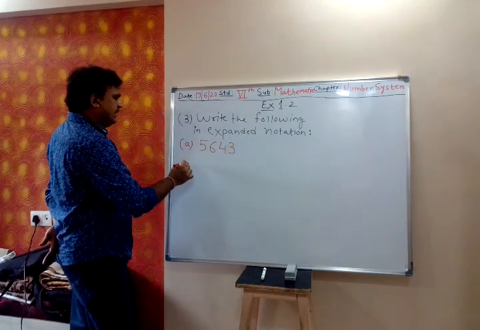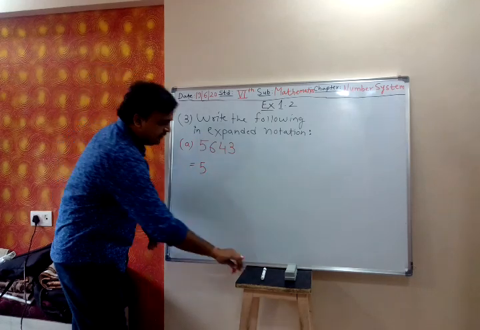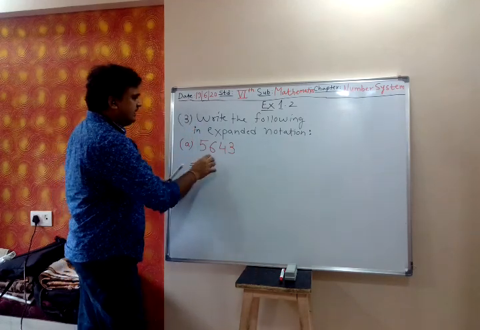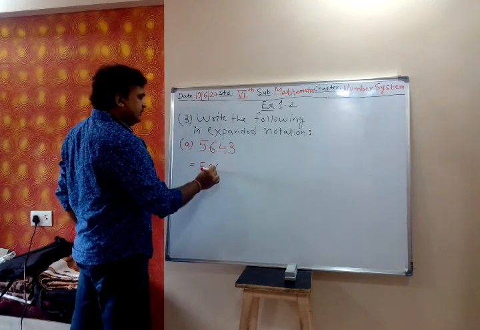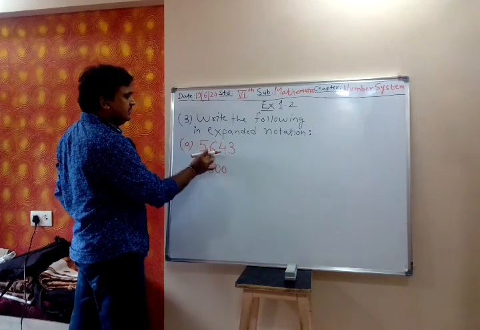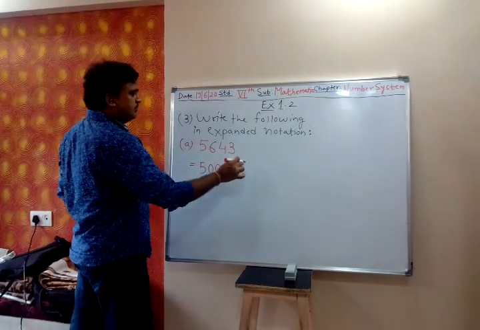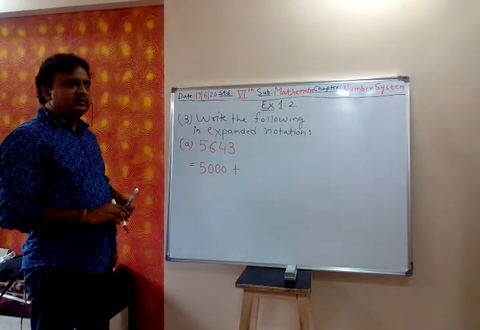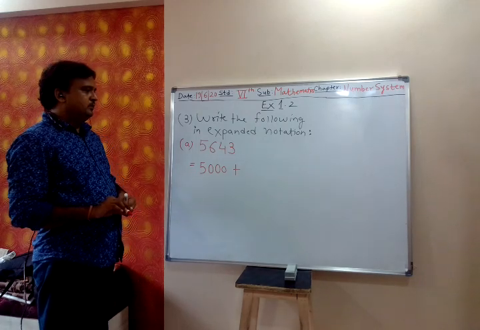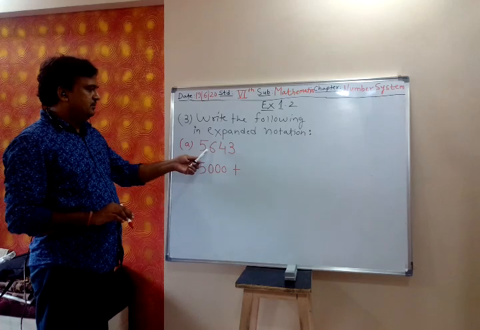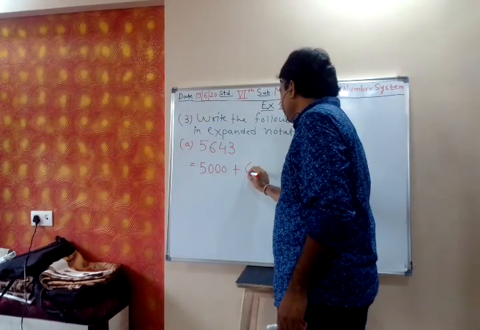So this we write 5. After 5, there are 3 digits: 1, 2, 3. So we directly write 0, 0, 0, 5. Then plus 6. See here, we consider 6.